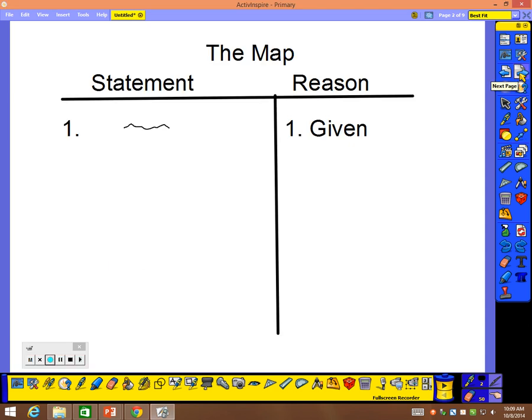All right, just a reminder that when we're doing formal proofs, we need to have our map. Our map consists of a statement and reason, and then we are able to use that in trying to do our logical flow to the final proof.